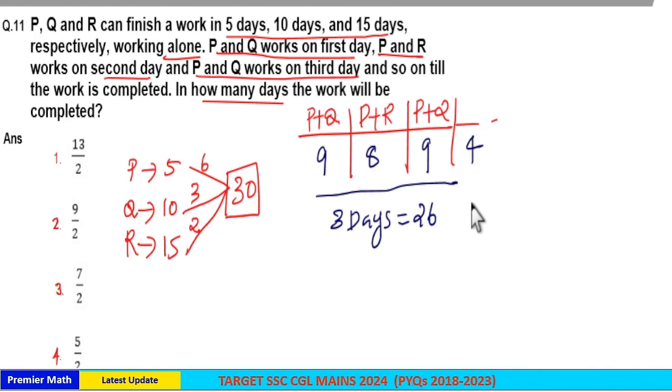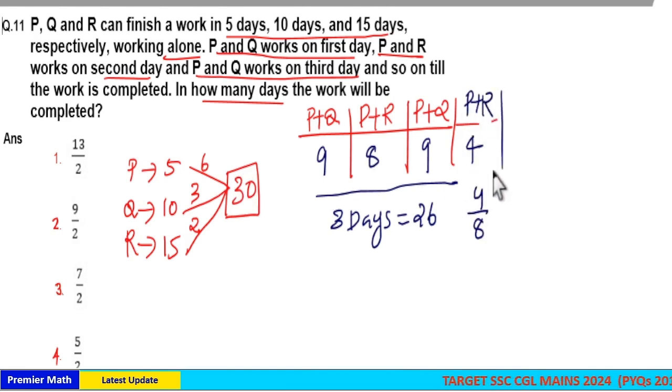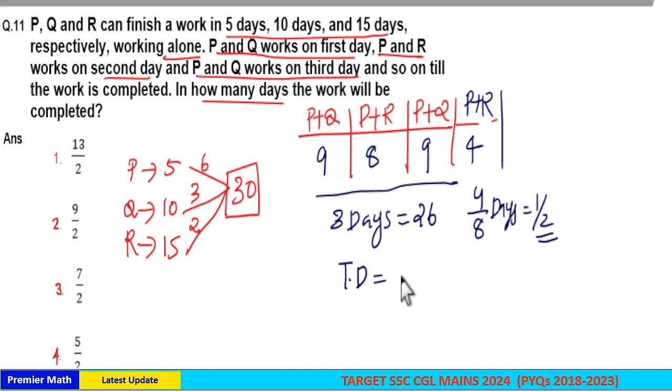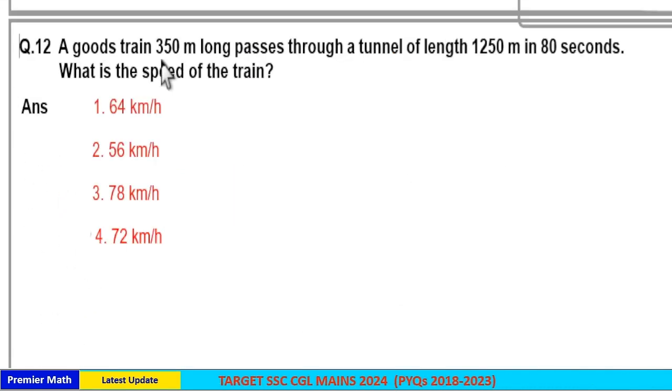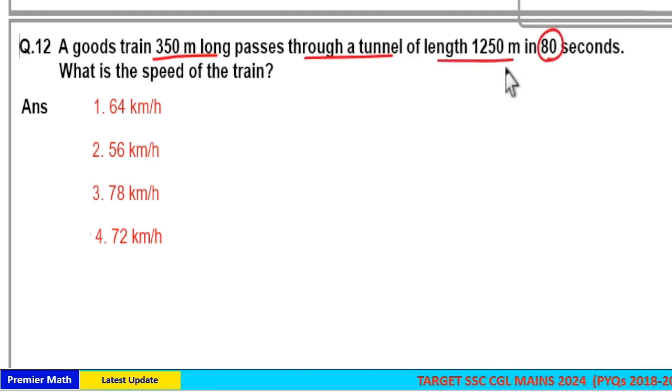Remaining work 4 unit is completed in 4 by 8 days, because P plus R can complete 6 plus 2, 8 unit of work in 1 day. So 4 unit will be completed in 4 by 8 days, which is equal to 1 by 2 days. So total days is equal to 3 days plus half day, which is 7 by 2 days. Option 3 is your answer.